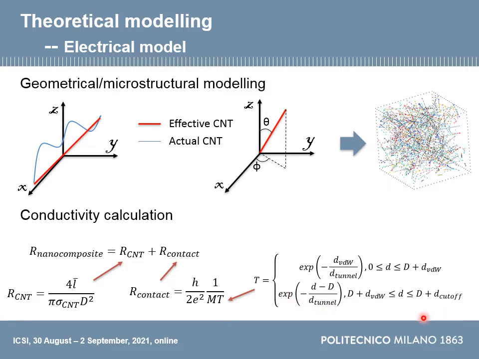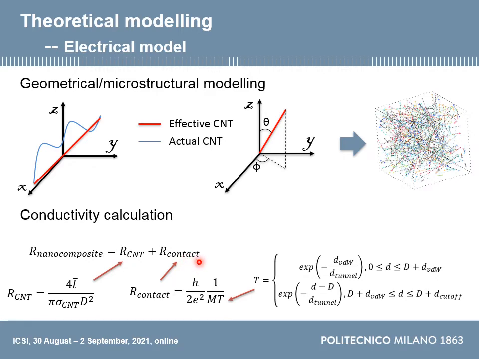And if it's too far, I mean if two CNTs are too far, where the distance is greater than the cutoff distance, then the tunneling effect will not exist anymore. So in this way, the T will equal 0, and the contact electric resistance will be infinite. So in this way, the path will not make sense anymore, which means the electron cannot pass this way.